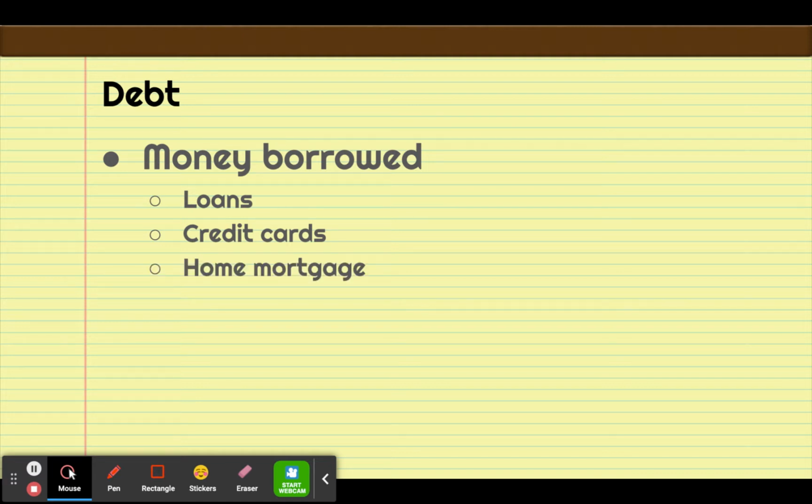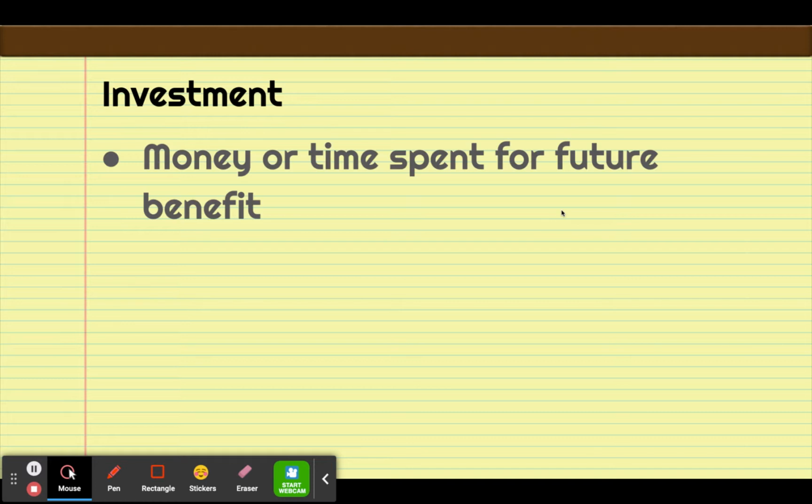Okay, a home mortgage is just a loan that is on your home. A typical home mortgage is 30 years, so you pay it back in 30 years. Investments. All right, we mentioned investments before. So, an investment is money or time spent for future benefit.